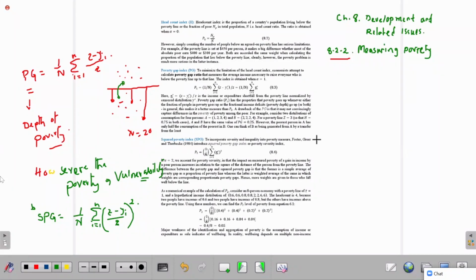If we take a policy to reduce poverty, and we need to understand who has the higher probability of being poor, then we need to go for the SPG, the squared poverty gap. If we need to understand who is poor and what the distance of his or her position is from the poverty line, we go for the PG, and it is measured by this equation.